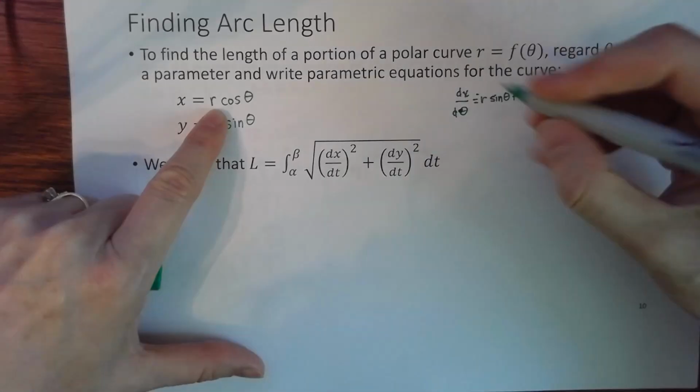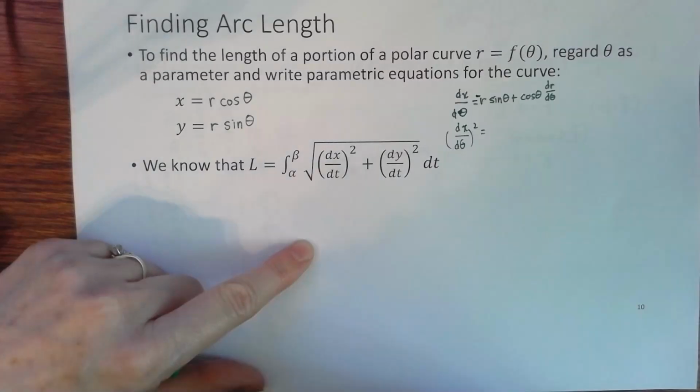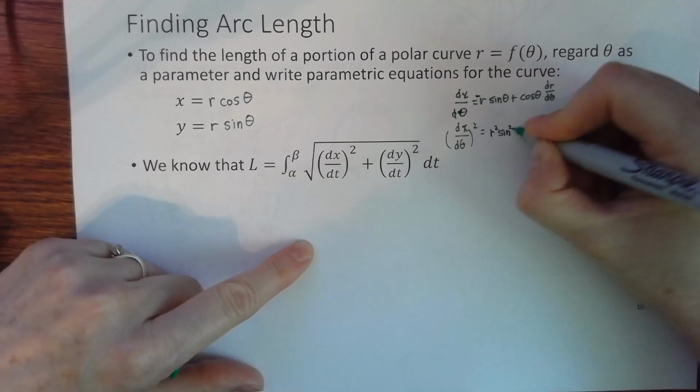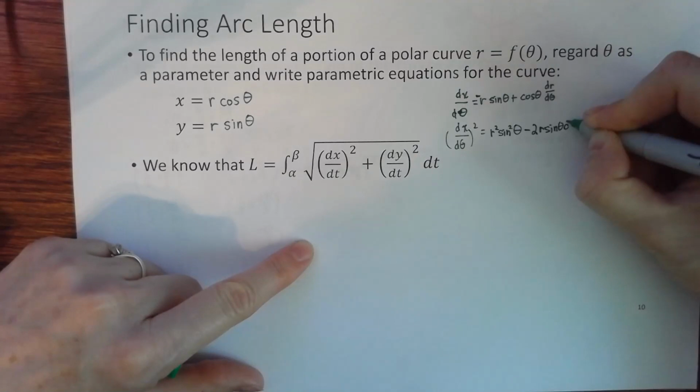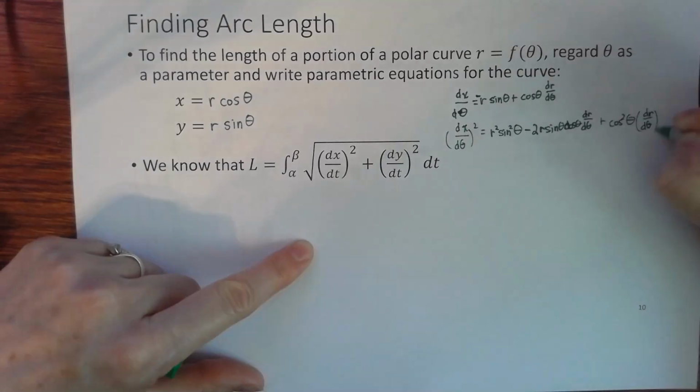Okay. And while we're at it, since we need that squared, let's go ahead and square it. So let's do dx/dθ squared. If I square this, I don't want to lose the negative sign, so it'll be this squared, so that will be r squared sine squared θ, and then minus 2r sine θ cosine θ dr/dθ, and then square this, we'll have cosine squared θ (dr/dθ) squared.